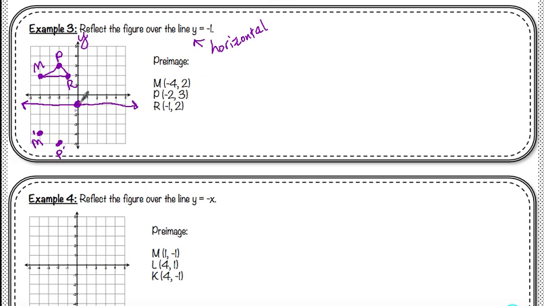That's P prime. And then R is 3 units away, so 3 units on the other side as well. That's R prime. Okay? So it should look like if you were to fold this picture in half on this line, this would overlap perfectly onto this image here. Okay, so we have answered example 3.